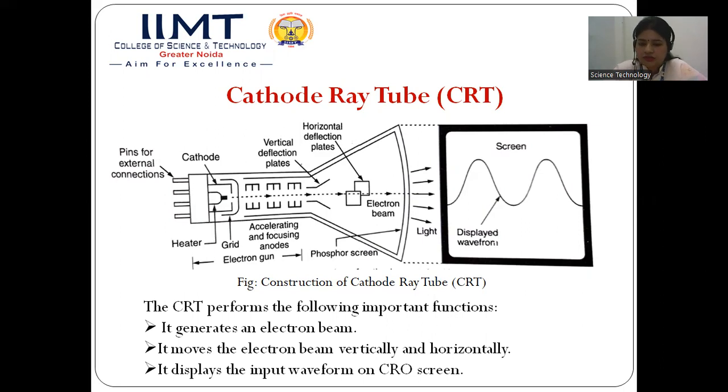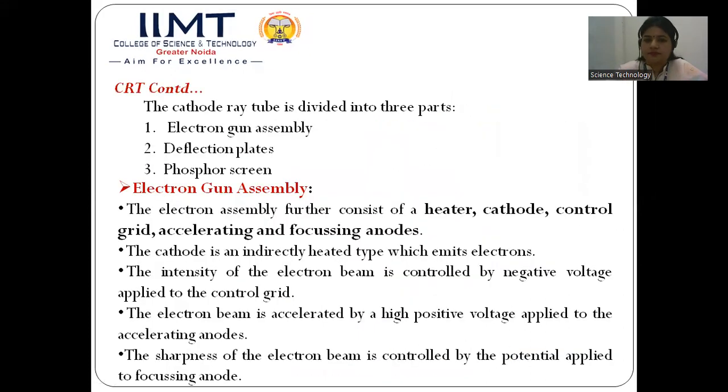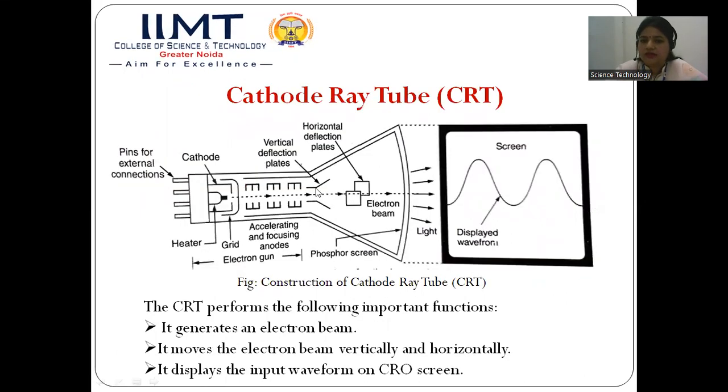So in the electron gun assembly, we have covered all the parts. First, the cathode, grid, accelerating and focusing anode. The second part is the deflection plates. So we have two sets of deflection plates. One is the vertical deflection plate and the other is the horizontal deflection plate.